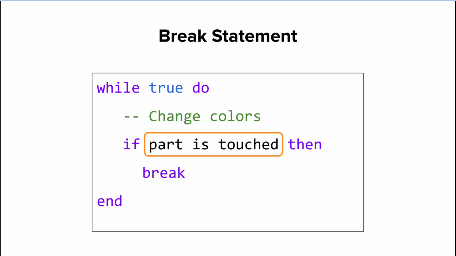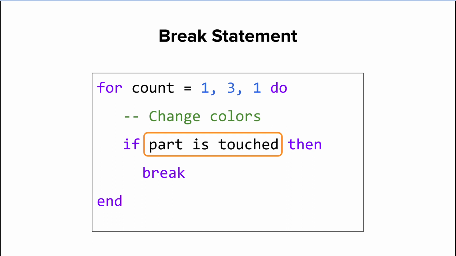Roblox programs often use infinite loops. These loops run in the background during the entire game, but you may want the loop to be broken, for instance, if a player touches a part. In this case, the part might continue to change colors until the player touches the part. This way, the player could keep the color of their choice by touching the part.